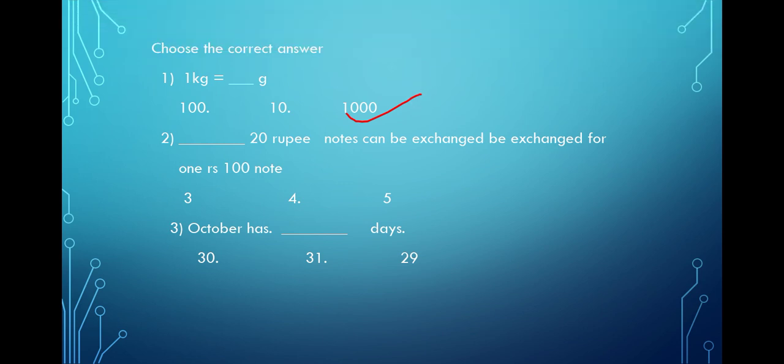In the same way, if the question is asked 1 liter is equal to dash milliliter, what you will write? 1000 milliliter. If the question is asked 1 kilometer is equal to dash meter, then also it is 1000 meter. If the question is asked 1 meter is equal to dash centimeter, then it will be 100 centimeters. Only these 4 things are in your book, so I will discuss only those 4 things.